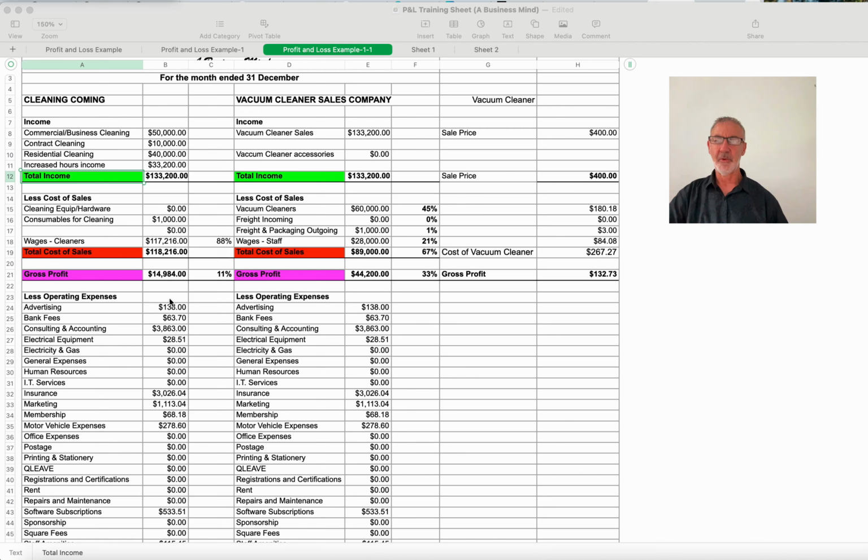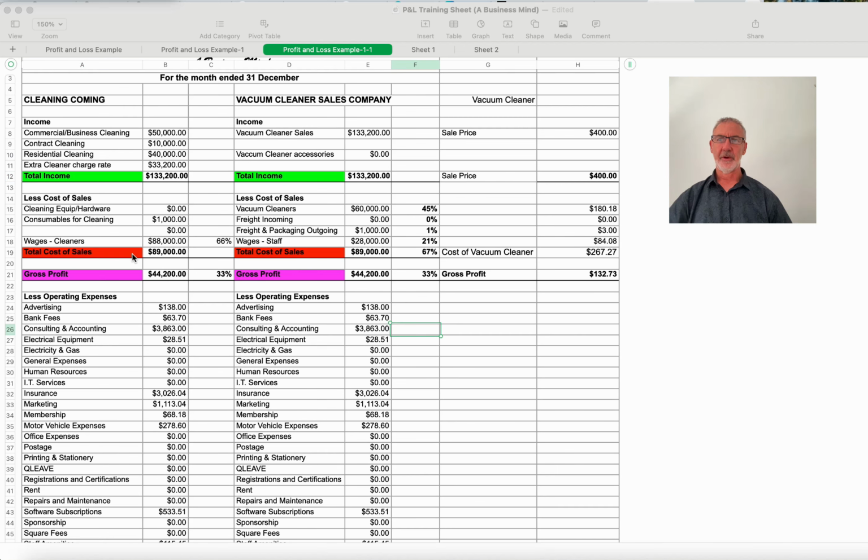So sure, we're getting more hours out of the cleaner, and income of 33,200, but you'll find that the gross profit still sits around that 11%, so it's only increased us by a small percentage, where previously it was the 44,200. So it's approximately $30,000 difference because we only increased their income by having them work more hours as opposed to increasing their charge out rate. You can do a combination of both, but you can just see the difference between the two.